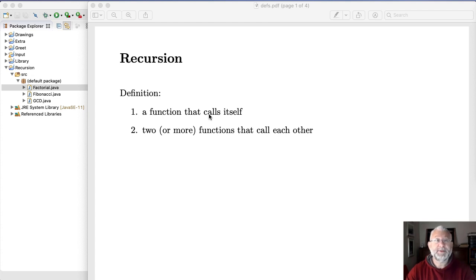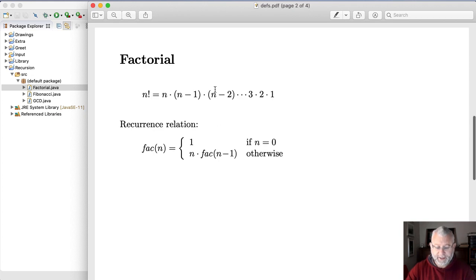Sometimes you'll be given a problem to solve with recursion, but other times you'll just be given the solution and asked to translate that to Java. And those are the examples we're looking at.